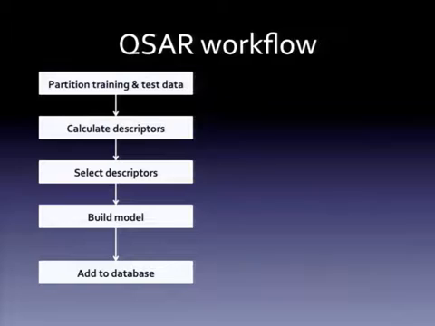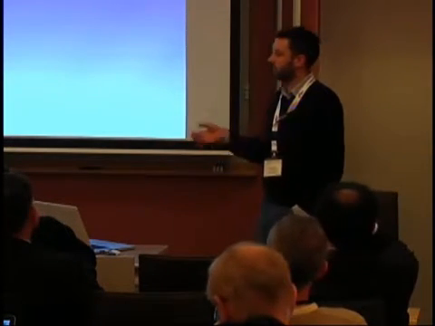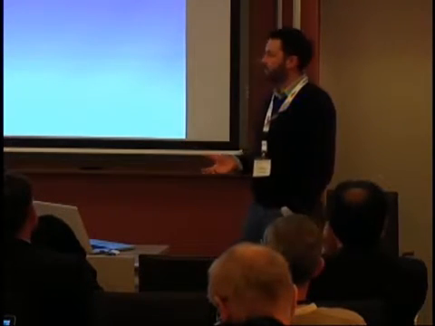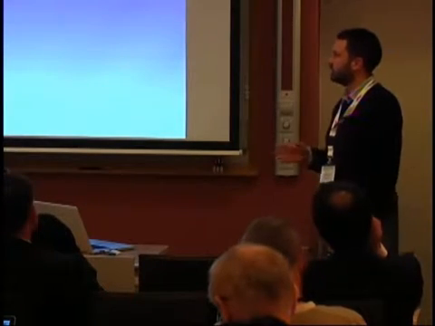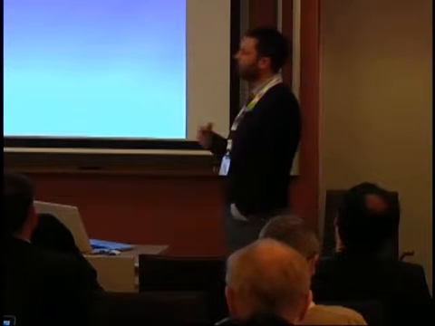So QSAR is basically a regression exercise. First of all, we partition the training and test data from these databases, so we're going to be building models of it. We then calculate the various descriptors, and we don't use all 3,000, but we use a couple of hundred different ones. We then need to select which of those descriptors are suitable to build models from, and we're looking for things that aren't too correlated, otherwise they don't tend to build particularly good models. Then we build the models, and finally we add them to the database.